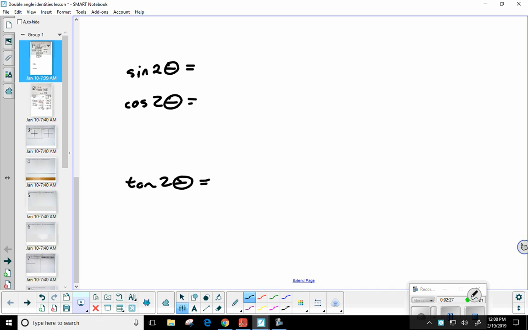Does anybody remember, what does sine of 2 theta equal? I heard 2 sine. There we go. 2 sine cosine. So 2 sine of theta times cosine of theta. Perfect.